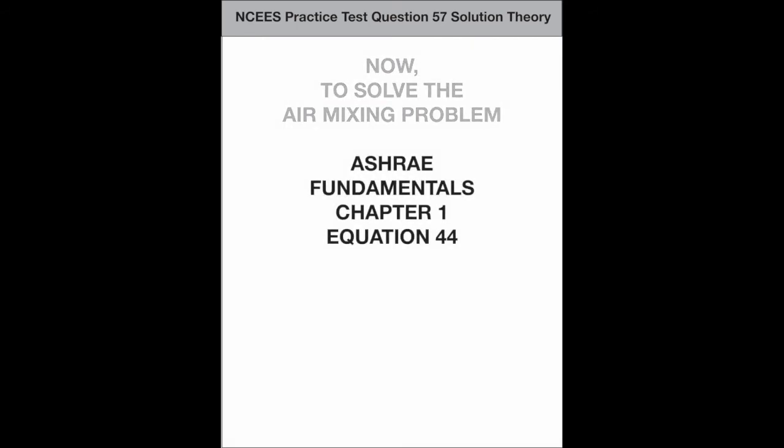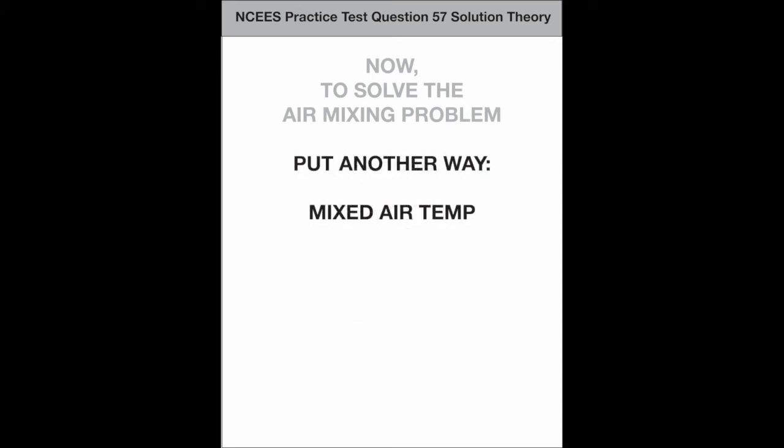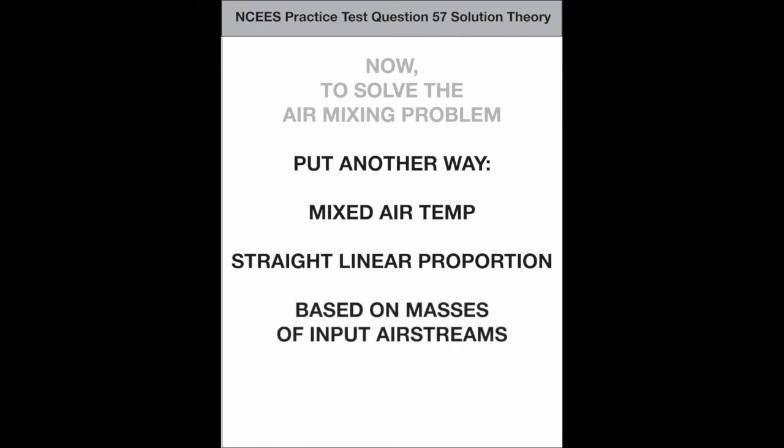Now, to solve the air mixing problem for question 57. According to ASHRAE Fundamentals Chapter 1, Equation 44, the state point of the resulting mixture lies on the straight line connecting the state points of the two streams being mixed, and divides the line into two segments, in the same ratio as the masses of dry air in the two streams. Put another way, the mixed air temperature is a straight, linear proportion based on the masses of the input streams.